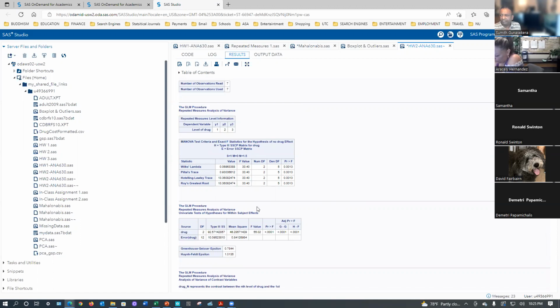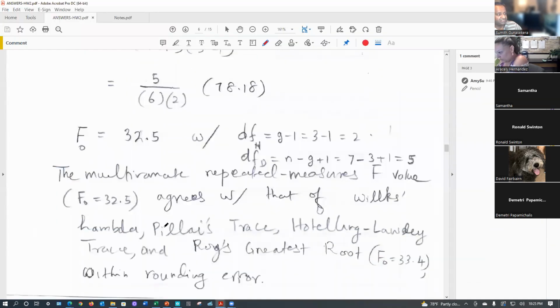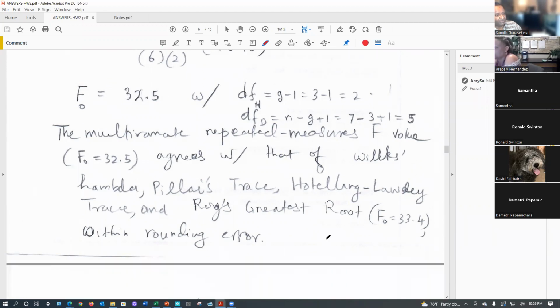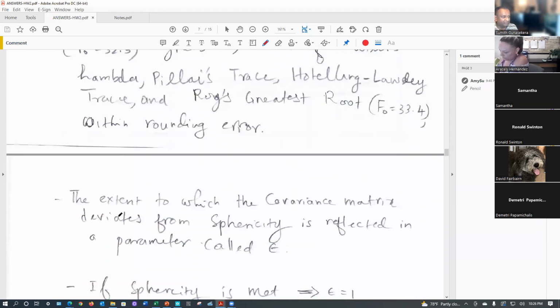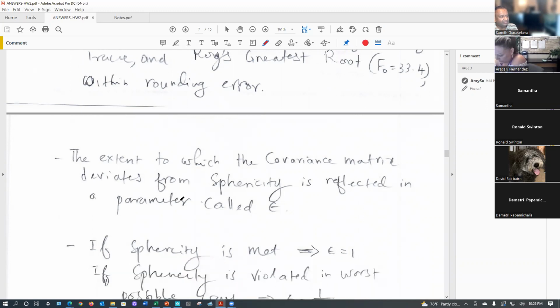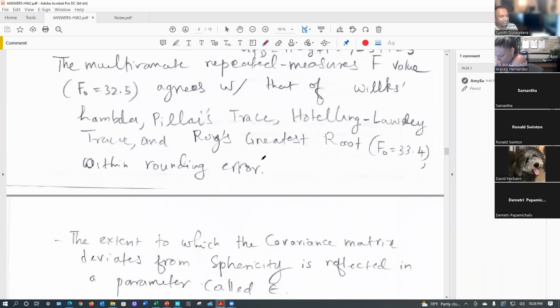Around 32, okay, they are off from my answer, or my answer is off from the answer, because I have rounded my numbers, especially the averages. Okay, so these are the same as whatever you're going to get from this procedure. See, the multivariate repeated measures F value, which is F0 of 32, agrees with that of Wilks lambda, Pillai's trace, Hotelling-Lawley trace, and Roy's greatest root, which is F0 of 32 within rounding error. So you can use any of these. Using Wilks lambda is the same as using the results coming from this procedure. If you know F0, you can compare it with the critical value, and then you can easily get the result. You can see whether your test is significant.